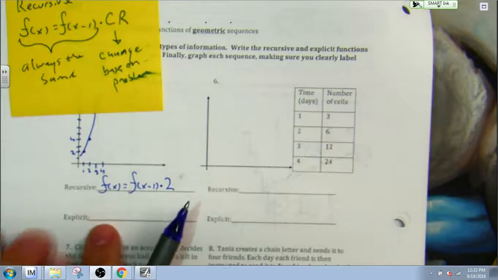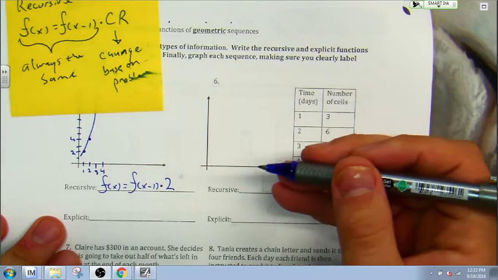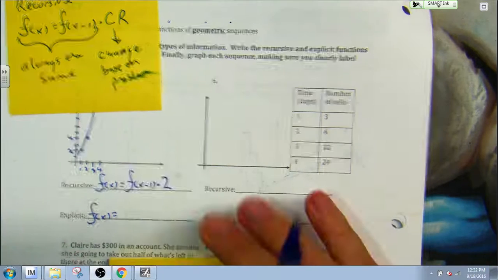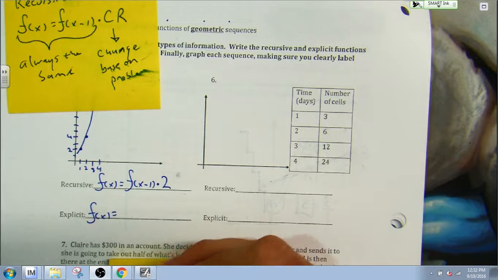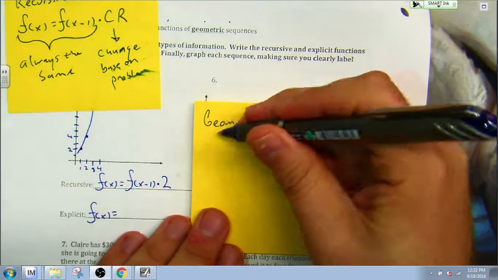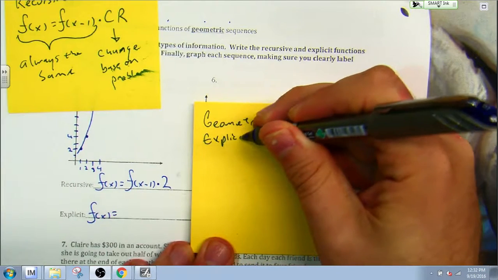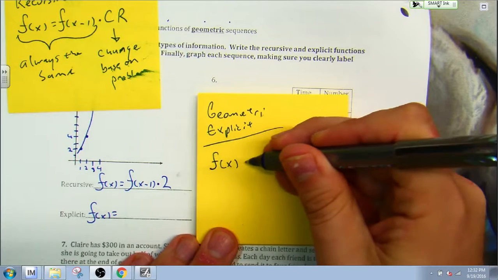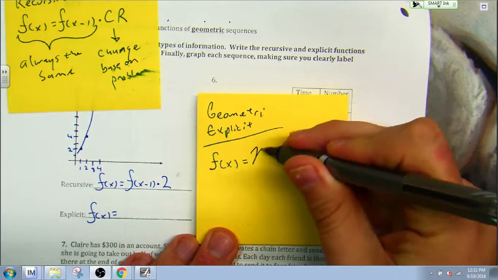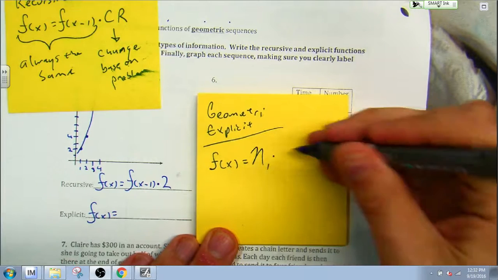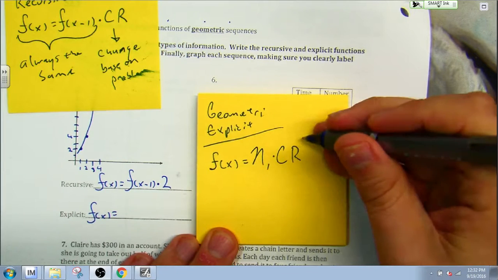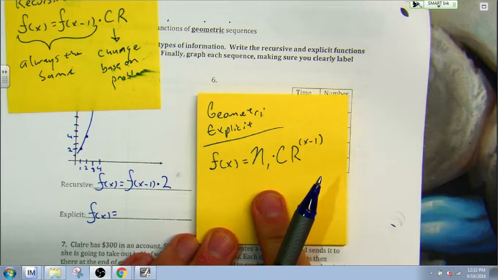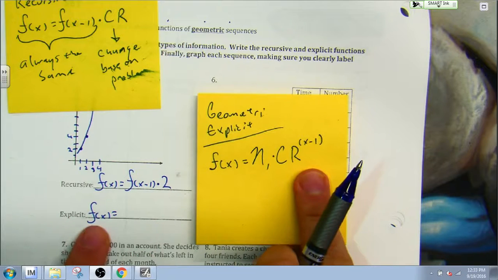So now explicitly, well, this time, remember I have to go f of x equals, in my general form, my geometric explicit general form is going to be f of x equals our first term times our common ratio to the x minus 1 power. Okay, so that way we can use this formula to figure out what's going on here.